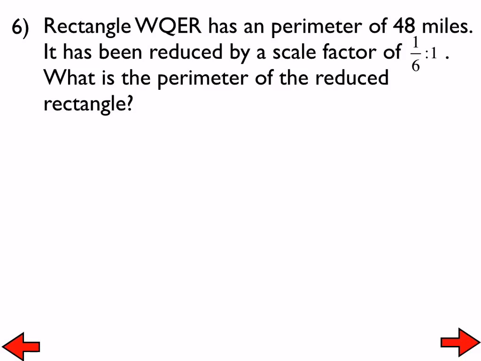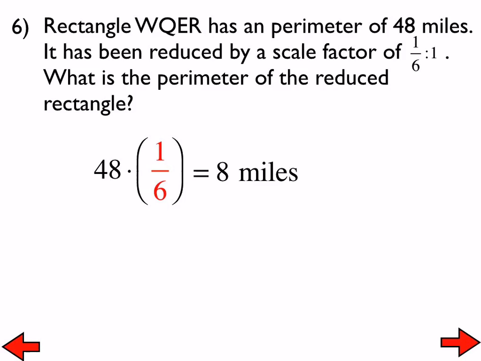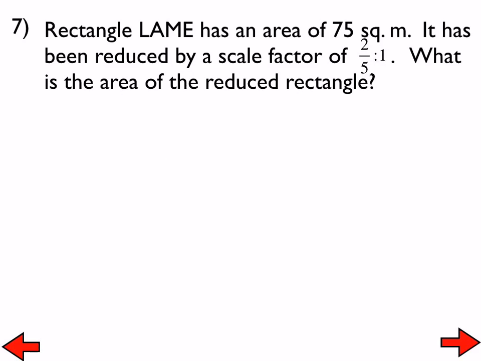Number 6, rectangle WQER has a perimeter of 48 miles. It has been reduced by a scale factor of 1/6 to 1. What is the perimeter of the reduced rectangle? So the perimeter will be affected by 1/6 as well as the side length. So that would be 8 miles for the perimeter. And number 7, rectangle LAME has an area of 75 square meters. It has been reduced by a scale factor of 2/5 to 1. What is the area of the reduced rectangle?